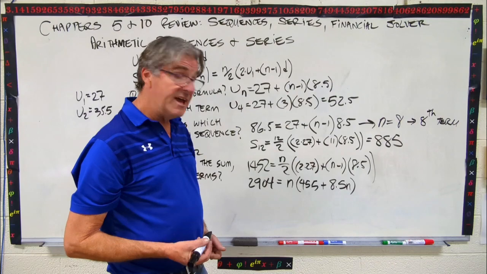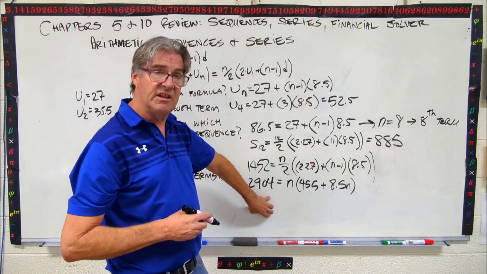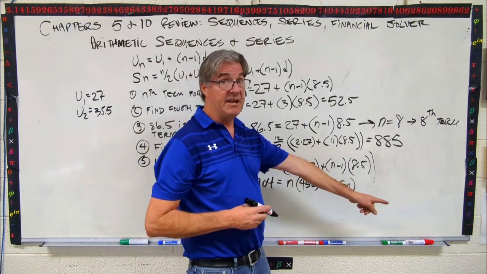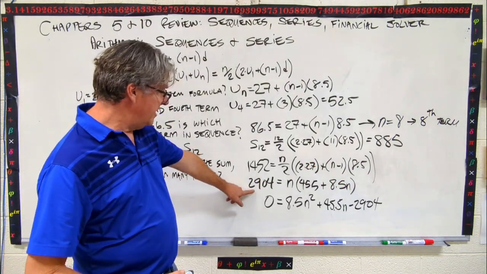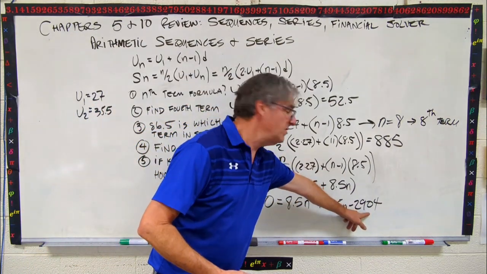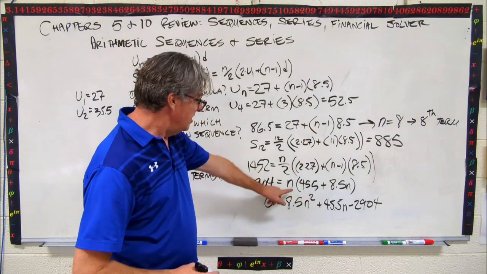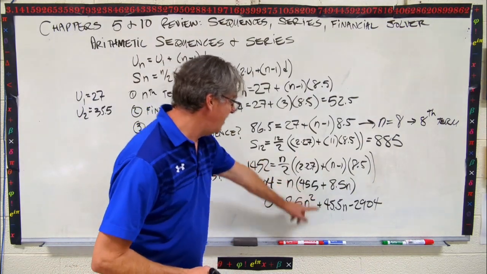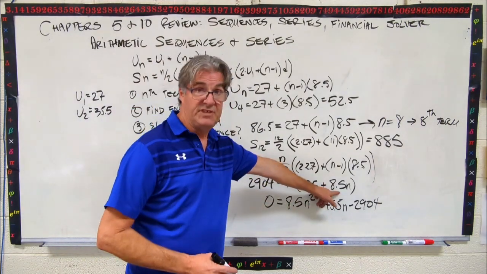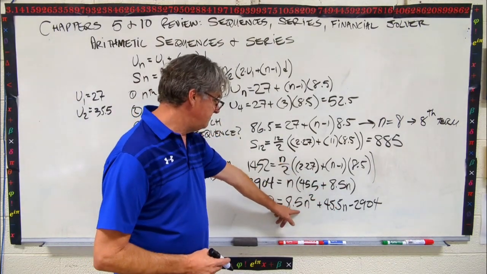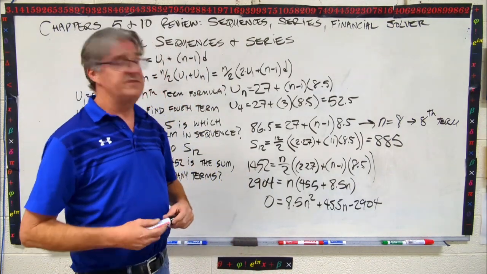Now, pause the video again and see if you can reduce this down to one quadratic with 0 on the left and everything else on the right. All right, so now I did all that. I moved the 2904 to this side, so I just subtracted it from both sides, so that generated that term. Then I did my distributive property here. I multiplied n times 45.5, which gave me 45.5n, and I multiplied my n times 8.5, which gave me 8.5n squared. Now, this is a tough one to factor.